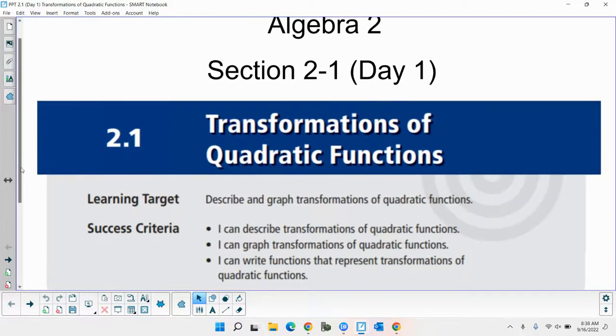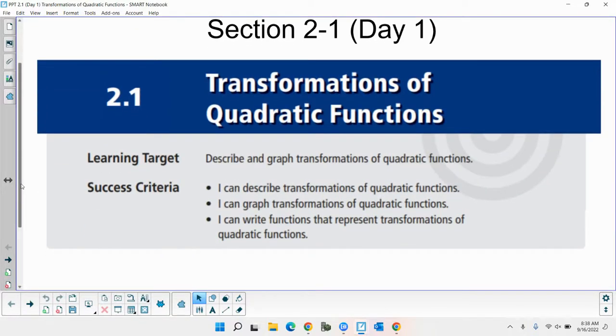So this section, I can describe transformations of quadratic functions. I can graph transformations of quadratic functions. I can write functions that represent transformations of quadratic functions, which we've already done, really. Okay? We had a couple of those types of problems on our quiz, our test yesterday, chapter 1. So today should be a review for you guys.